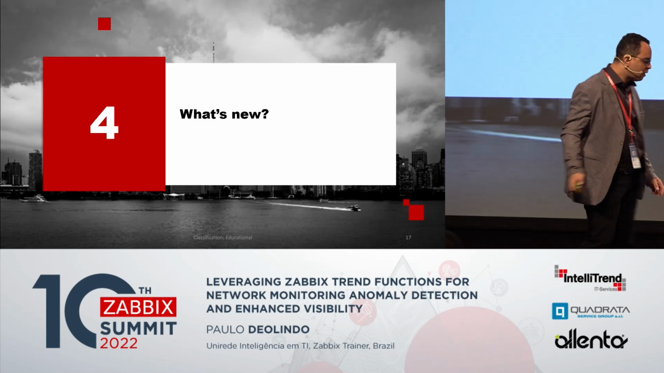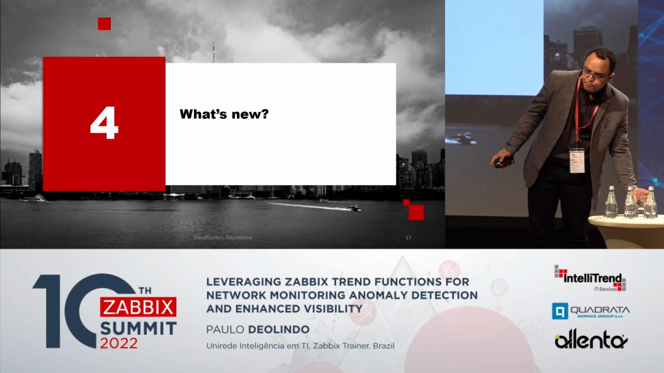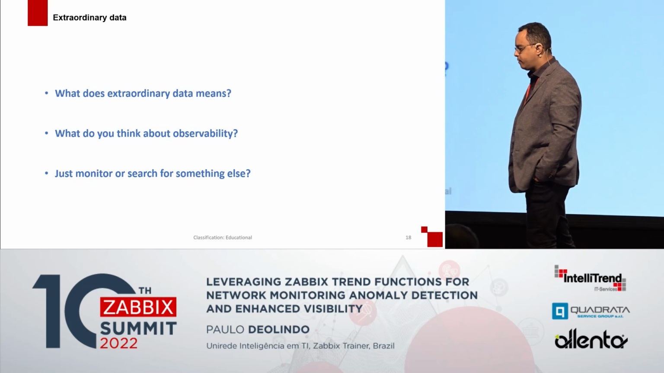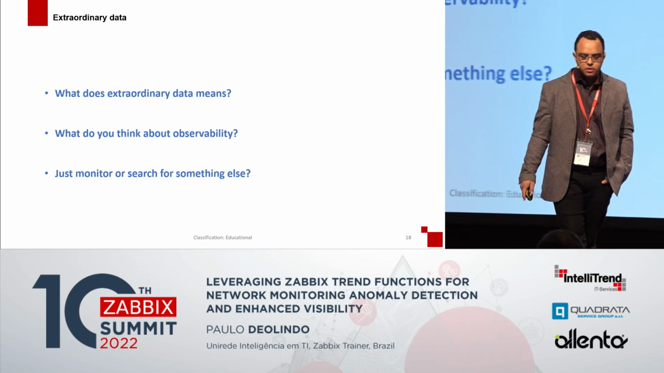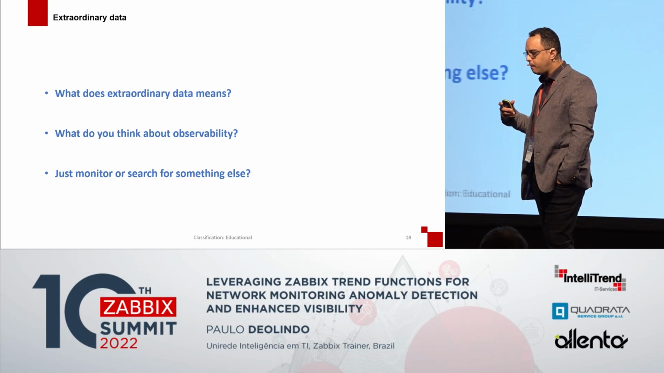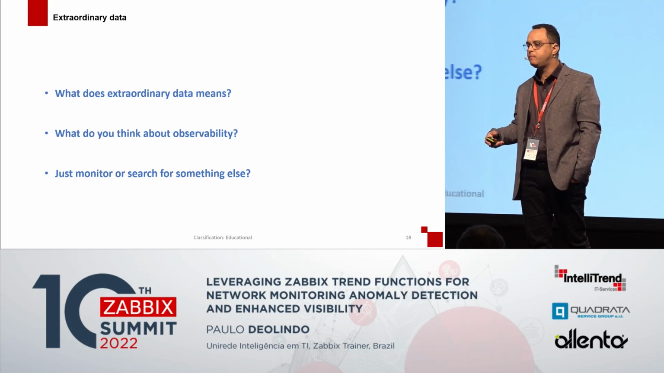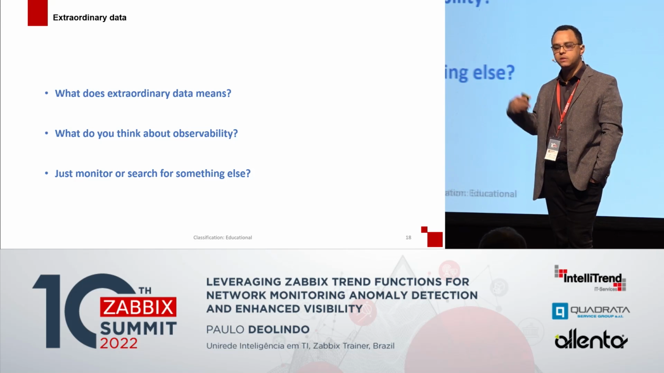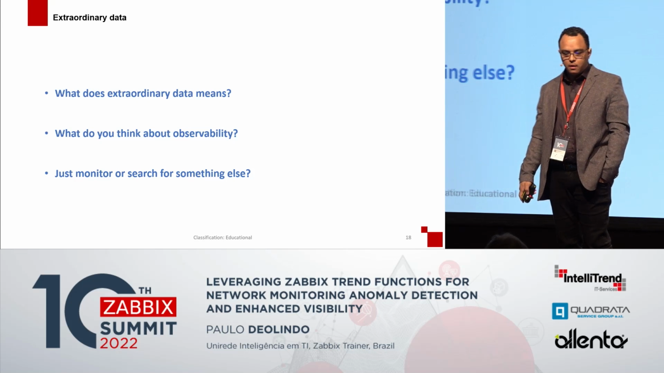So, what's new? We need to talk about extraordinary data. What does extraordinary data mean? I think extraordinary data, in this case, is a simple concept that invites us to think about new metrics that can be generated using old data received by Zabbix in the past. For example, to calculate a baseline monitoring, standard deviation monitoring, and anomaly rate detection. Right? Let's see.